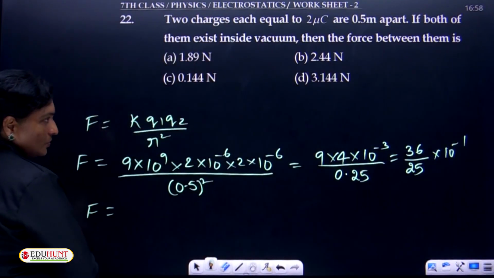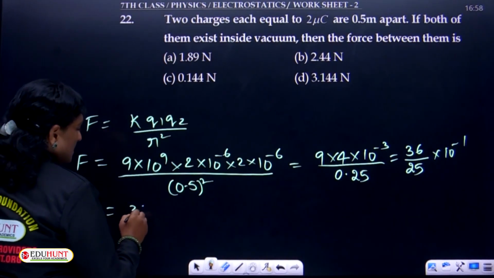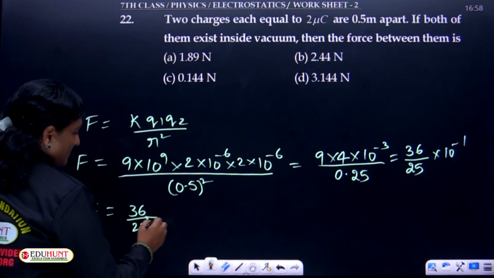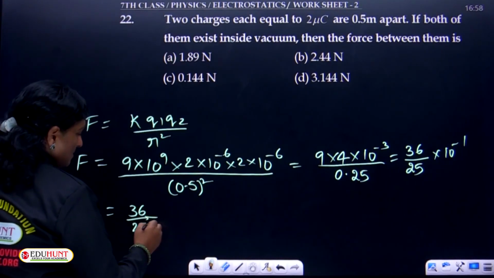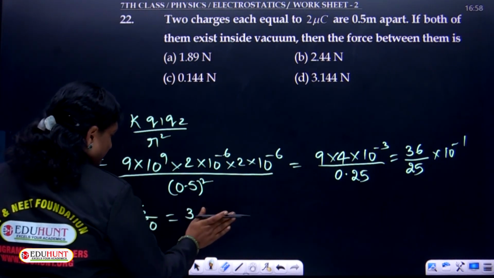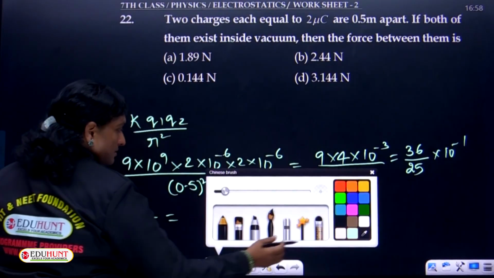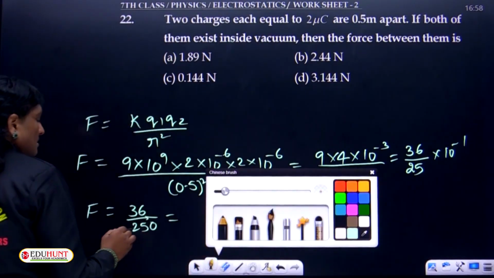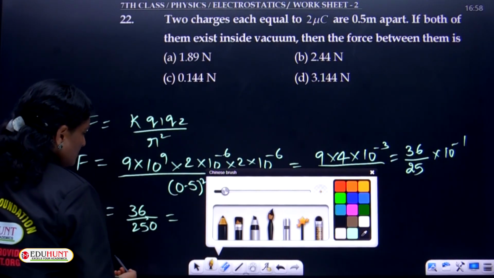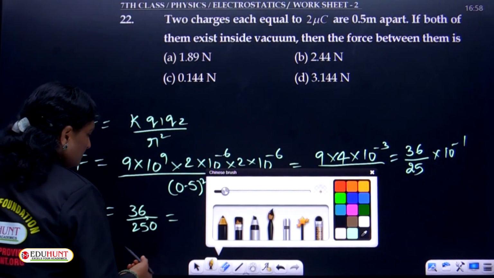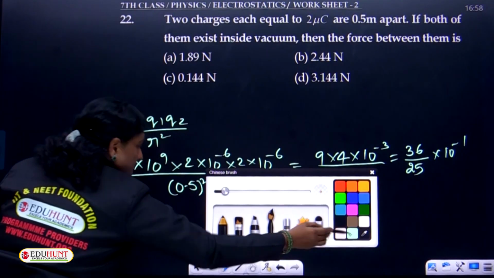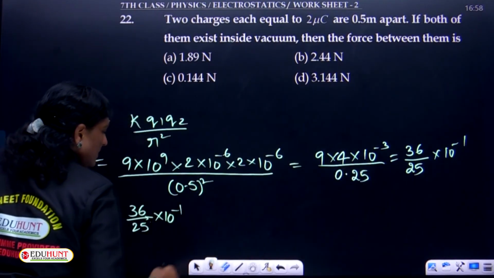F is equal to 36 upon 25 into 10 power minus 1, or I'll write it like this, or this can also be written as simplifying. I'll just write it. Now you can understand well.